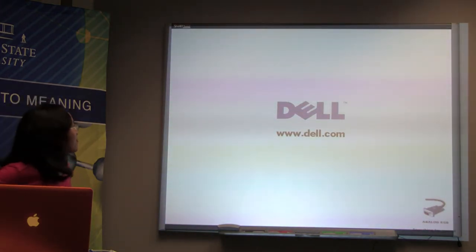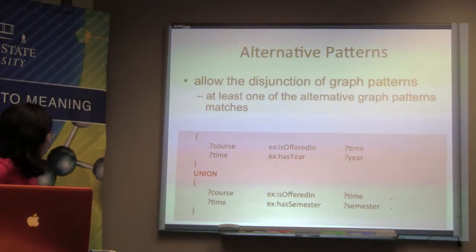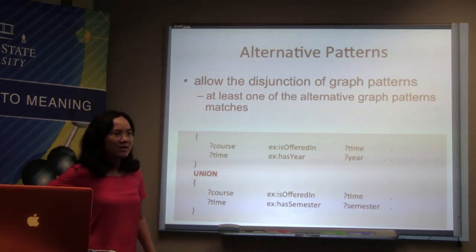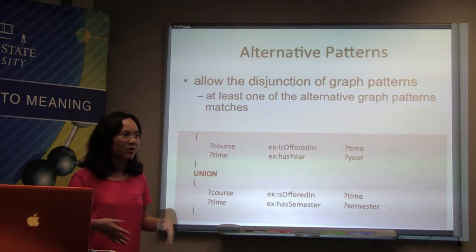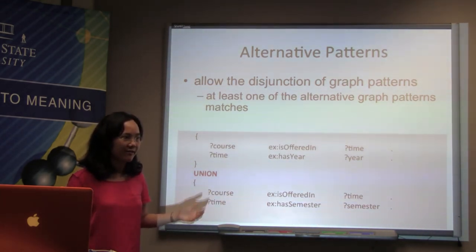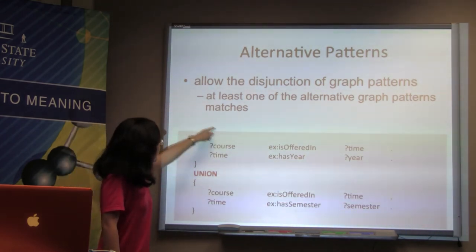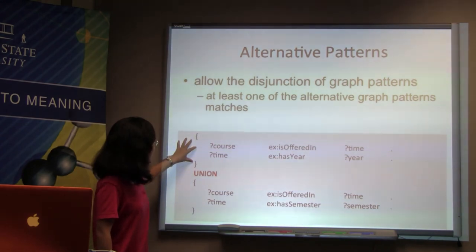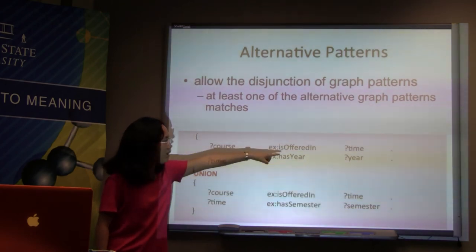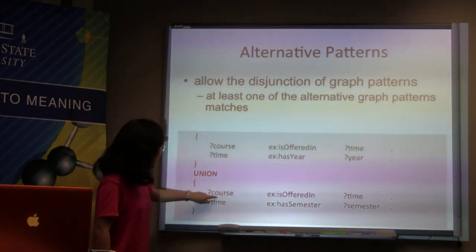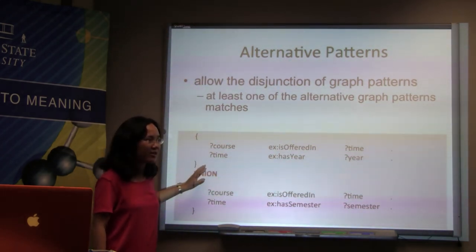So the last graph pattern is the alternative pattern. In our example, let's say for some courses we just specify the semester, or for some courses we just specify the year, right? So this query pattern allows us to get the set of courses with the year, union, the semester of the course. So for the two patterns, we are using the same variable.